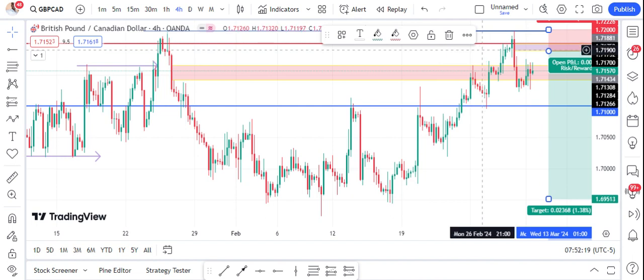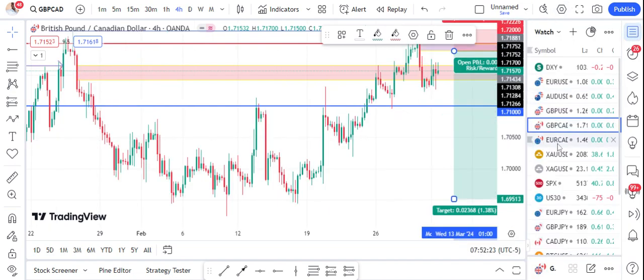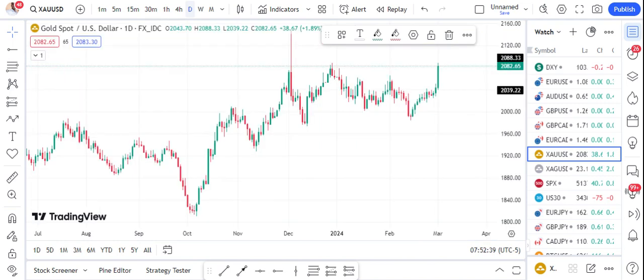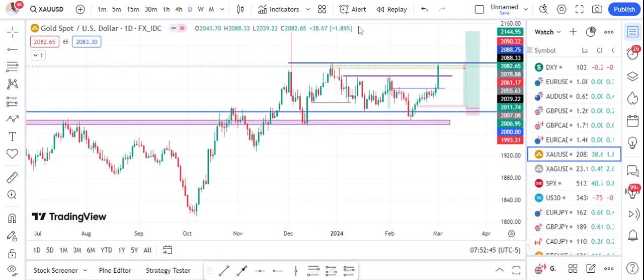Moving on, I will be talking about gold. I think that's the last one on the list. Gold, hmm, gold. I was expecting a good retracement. I'm bullish on gold too, and gold is a safe haven asset. I've been expecting that we break out of this overall high.